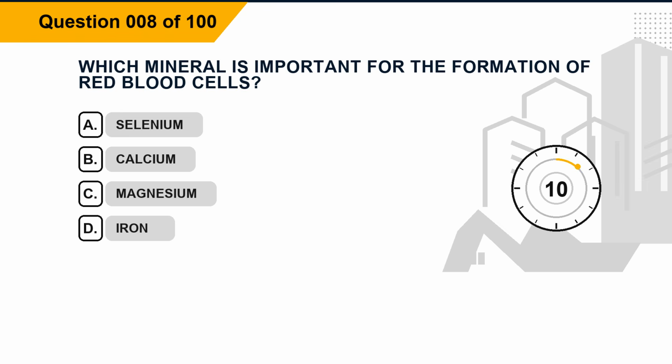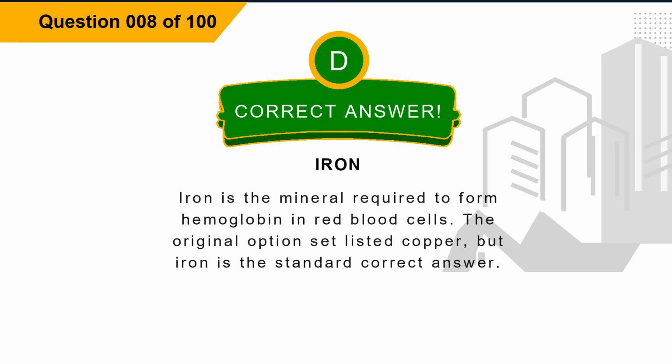Question 8. Which mineral is important for the formation of red blood cells? Option A, selenium. Option B, calcium. Option C, magnesium. Option D, iron. The correct answer is option D, iron. Explanation. Iron is the mineral required to form hemoglobin in red blood cells. The original option set listed copper, but iron is the standard correct answer.